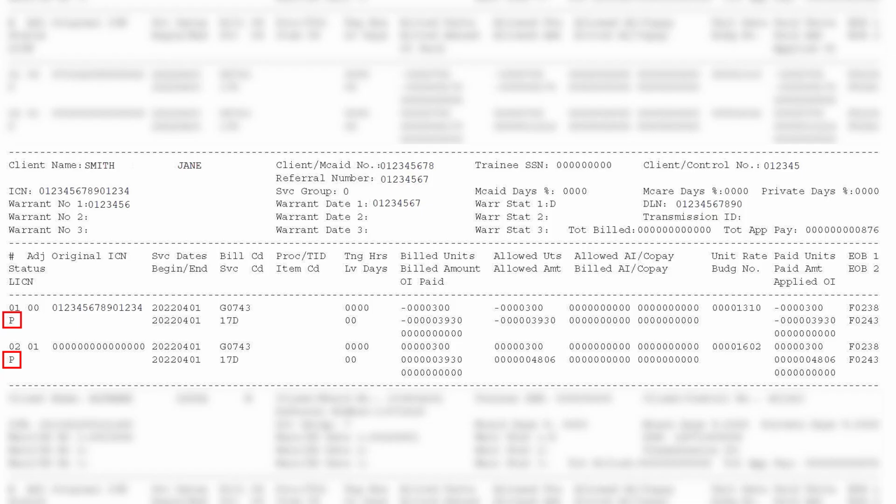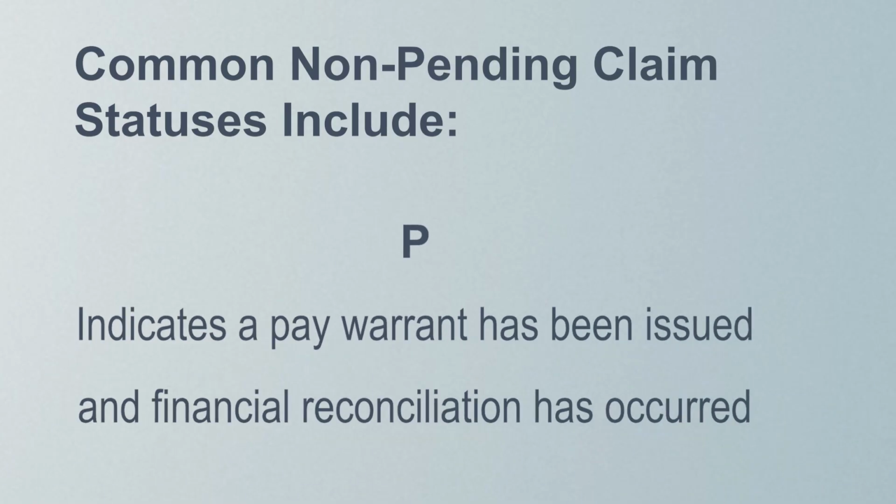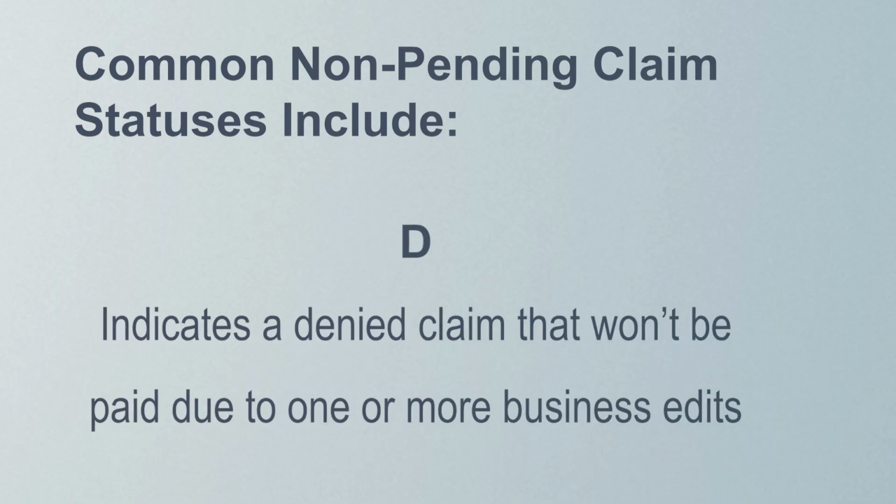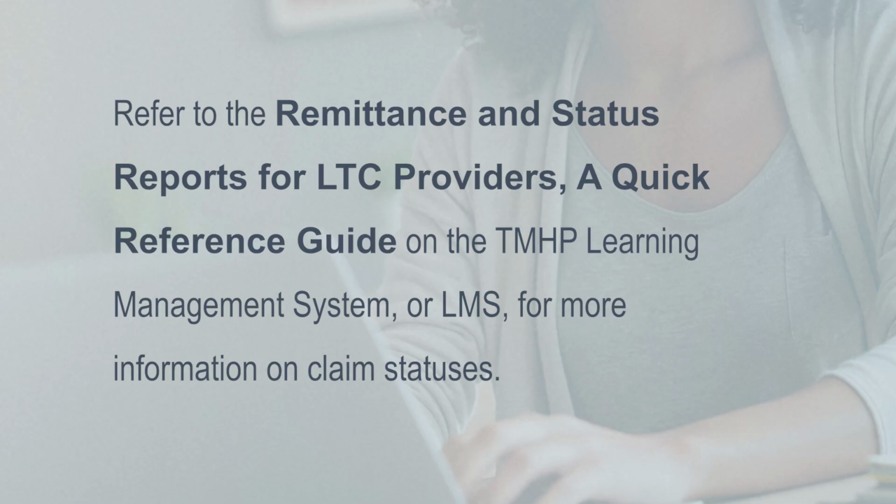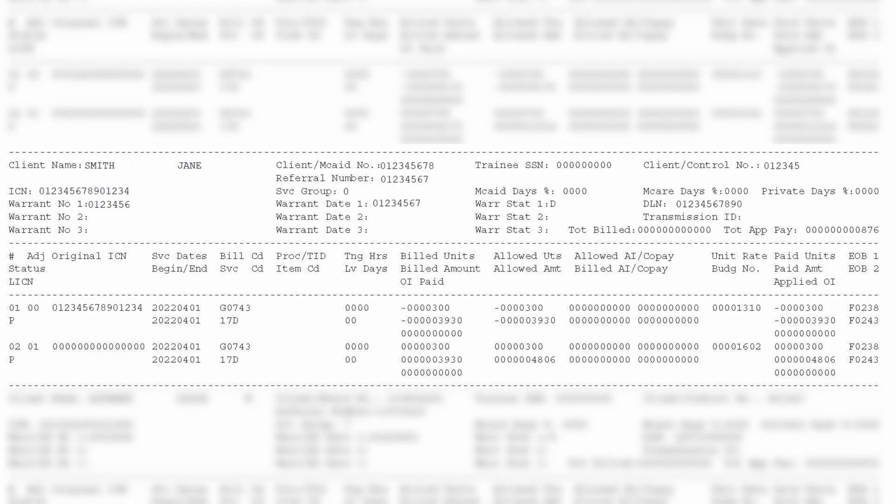Common non-pending claim statuses include the following. P indicates a pay warrant has been issued and financial reconciliation has occurred. D indicates a denied claim that won't be paid due to 1 or more business edits. We'll review pending claim statuses in part 3 of this video series. Refer to the Remittance and Status Reports for LTC Providers, a quick reference guide, on the TMHP Learning Management System, or LMS, for more information on claim statuses.